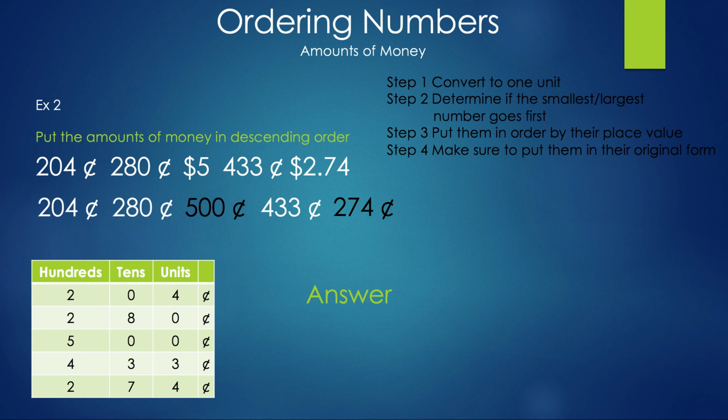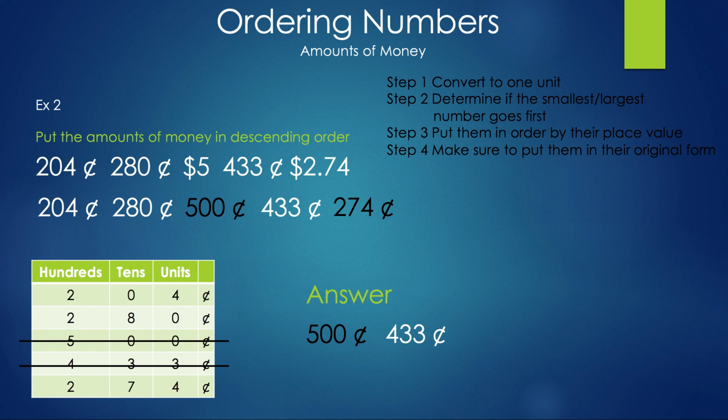So we've done the table. We have put everything in. Now we need to compare the 100s. So we need to find the biggest 100, which is 5. So therefore, we can cross it off and put 500 in the answer. Now we need to find the next biggest, which is 4. There's no other 4, so we can cross it out and put 433 in the answer.